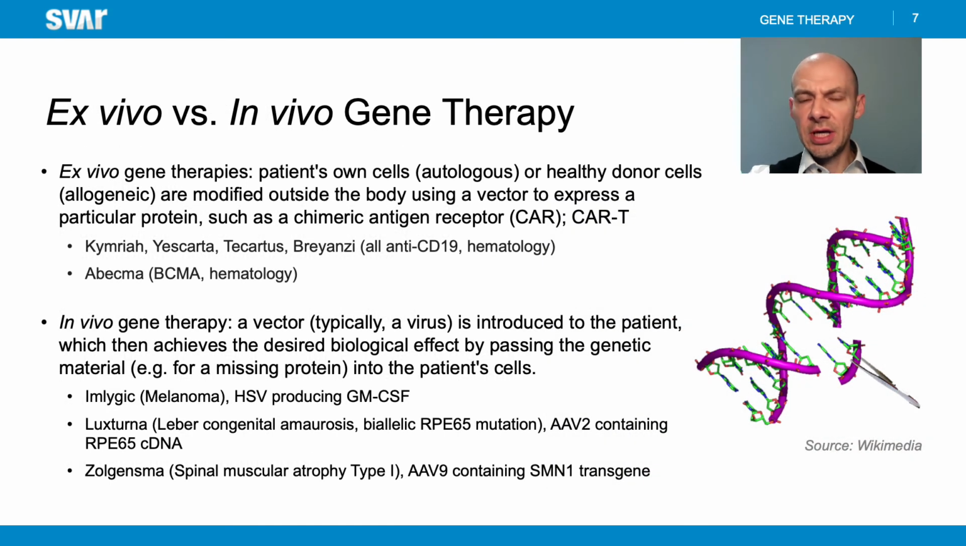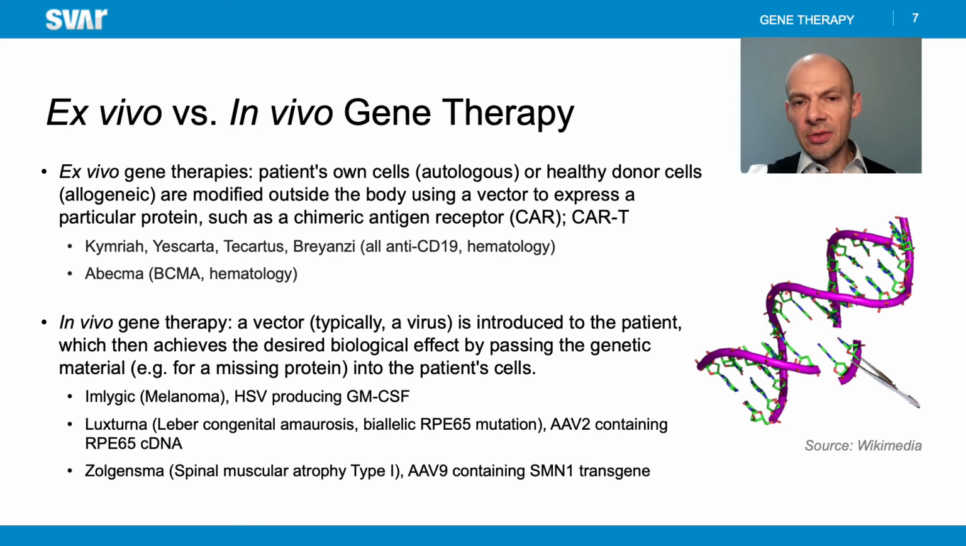Looking at gene therapy today, one can distinguish two forms: ex vivo gene therapies and in vivo gene therapies. In ex vivo gene therapy, you take patients' own cells, known as autologous, or healthy donor cells, known as allogeneic, and those are modified outside the body. A viral vector is used to integrate and express a particular protein, such as a chimeric antigen receptor. Kymriah and Yescarta are two examples for such ex vivo gene therapies.